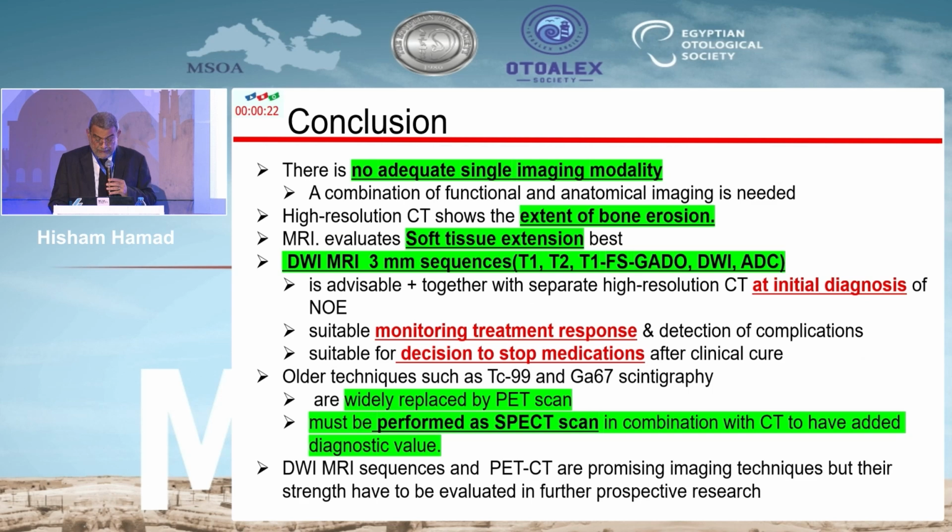Diffusion-weighted MRI and PET scan are promising imaging techniques, but their strengths still have to be evaluated by further prospective study.